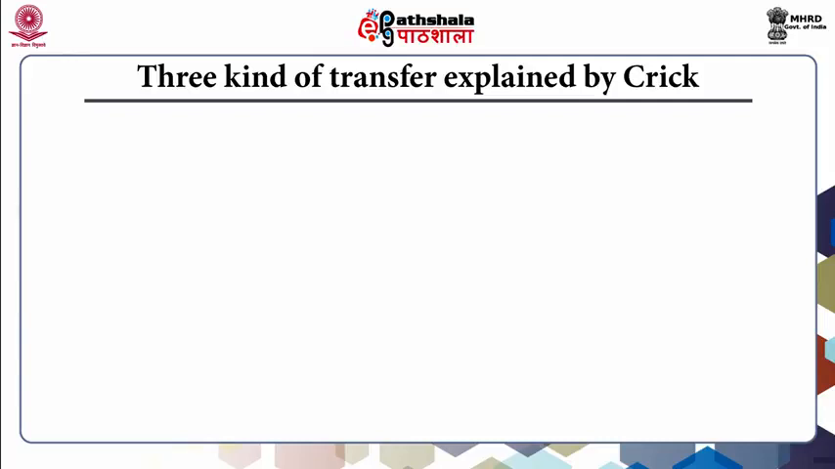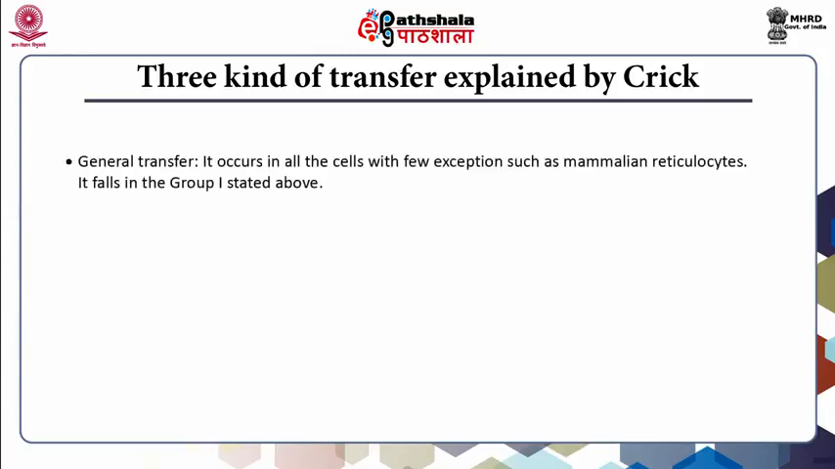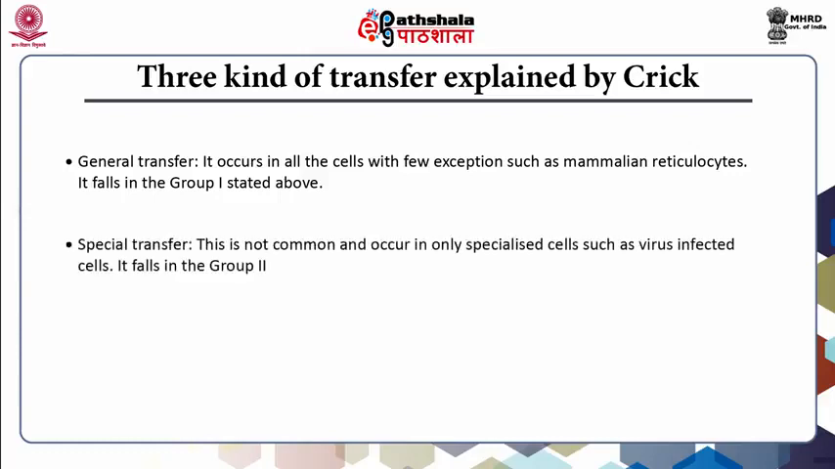Three kinds of transfer explained by Crick. So, Crick could explain actually three different transfers. Number 1, he could explain general transfer. It occurs in all the cells with few exceptions, such as reticulocytes of mammalian systems. It falls in group 1 as stated in the previous slides. Second is spatial transfer. This is not very common, and this occurs only in some specialized cells, such as virus infected cells, and this may fall into group 2 as discussed earlier.